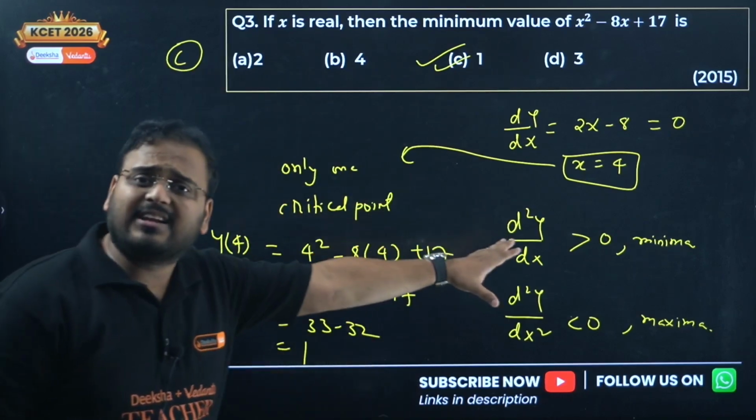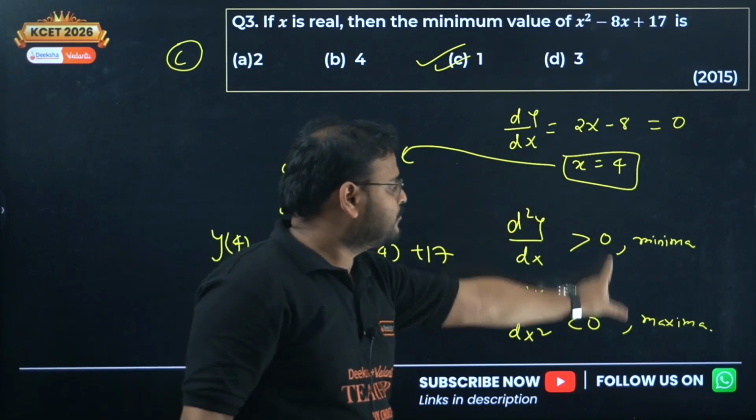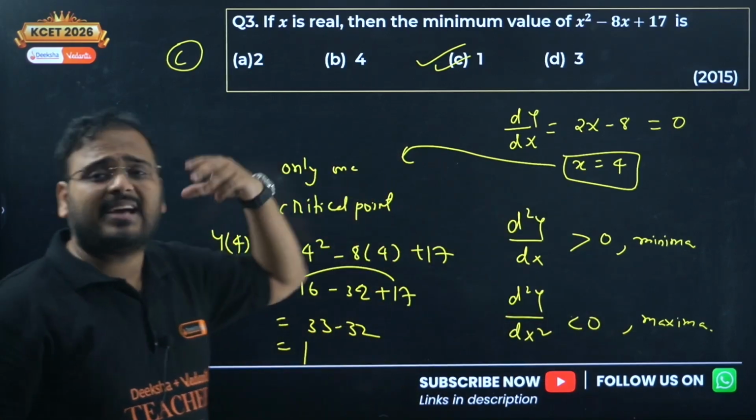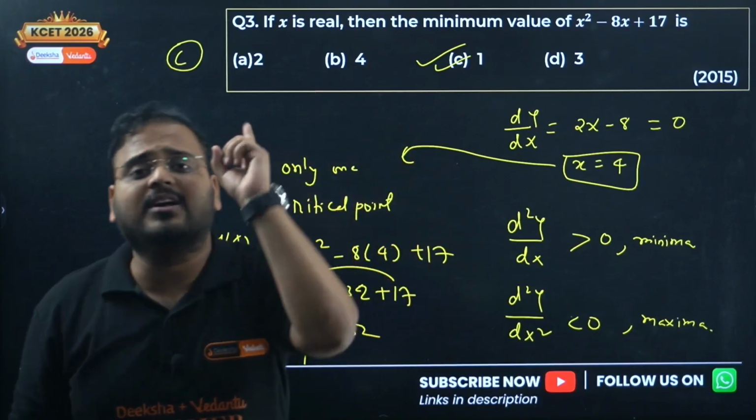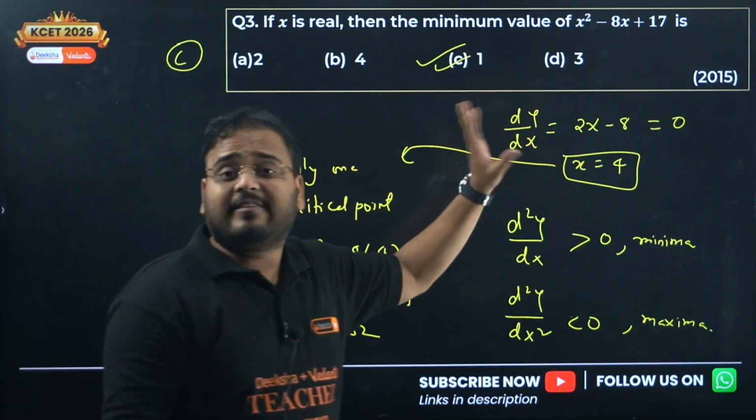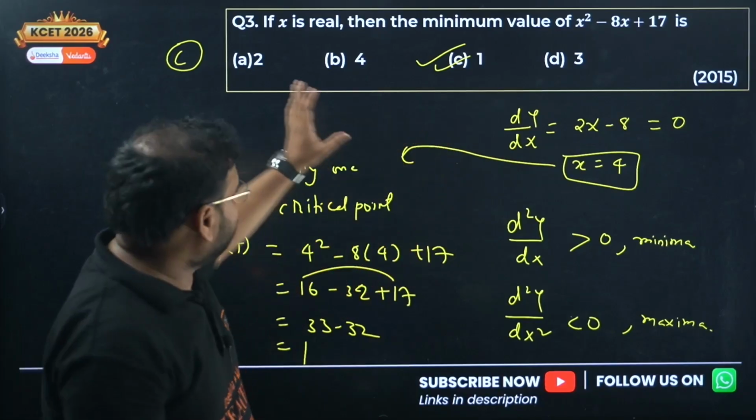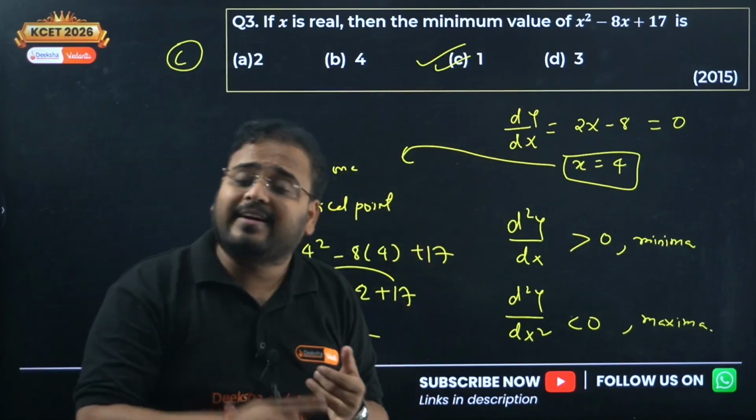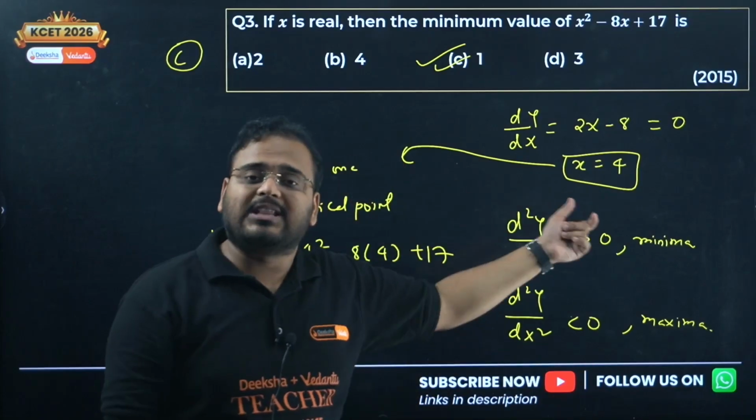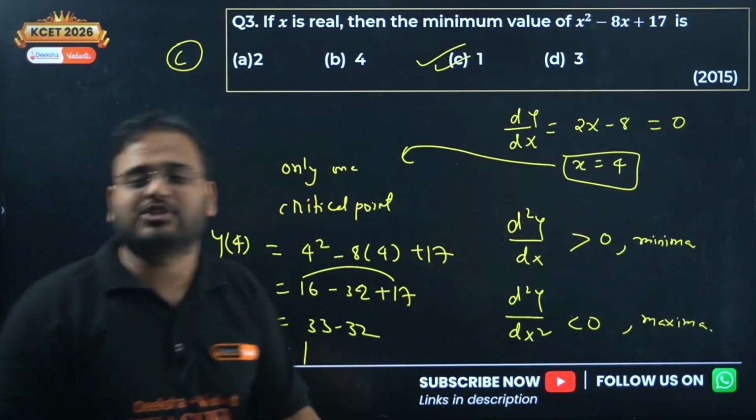If you want, you can find the second derivative. You'll get what? Positive 2. Positive means minima. Agreed, right? But in this case, or any question, if you have only one critical point, put it back in the equation. If the options do not include undefined, none of these, or not existing in nature, directly take the answer as the value of the function at the critical point.